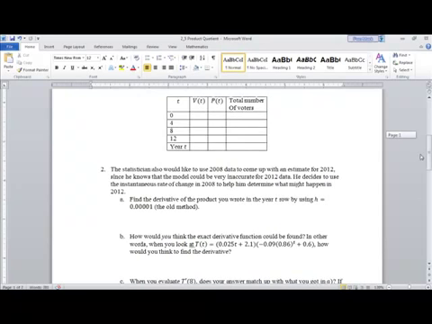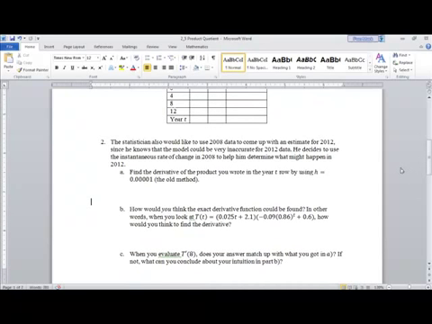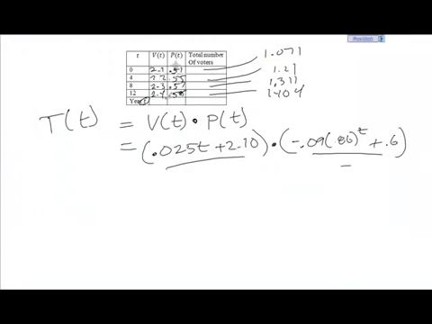So part B, or number 2, says the statistician also would like to use 2008 data to come up with an estimate for 2012, since he knows that the model could be very inaccurate for 2012 data. So in other words, we really should not be doing this because we are extrapolating outside of our known data range. We only have data from 2000 to 2008.